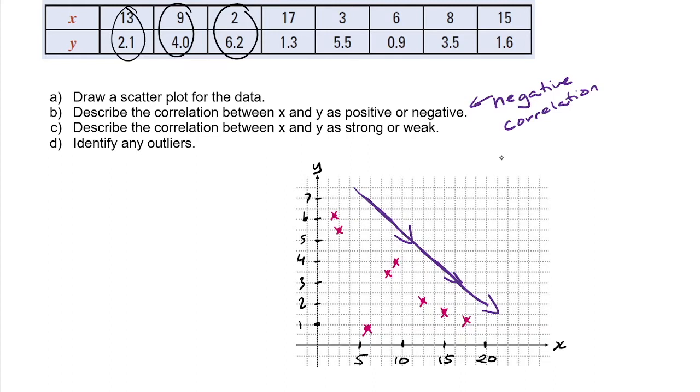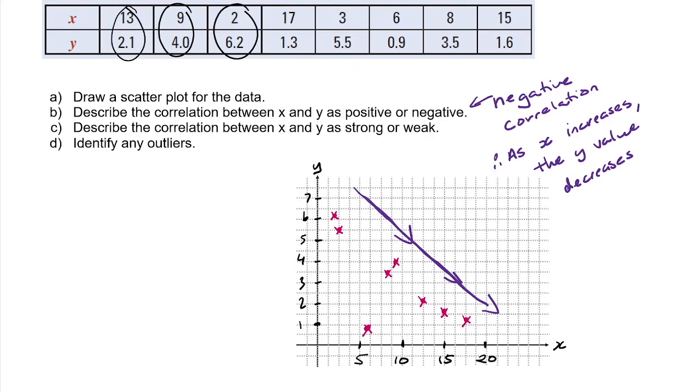So we can actually say as x increases, the y value decreases. We can make that statement because essentially that's what it's doing.